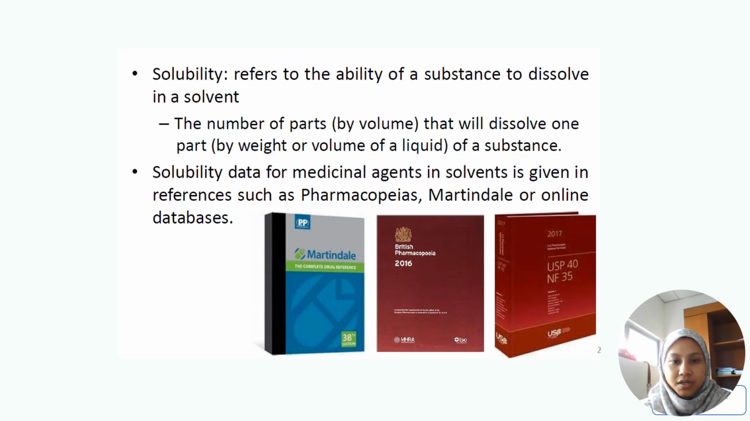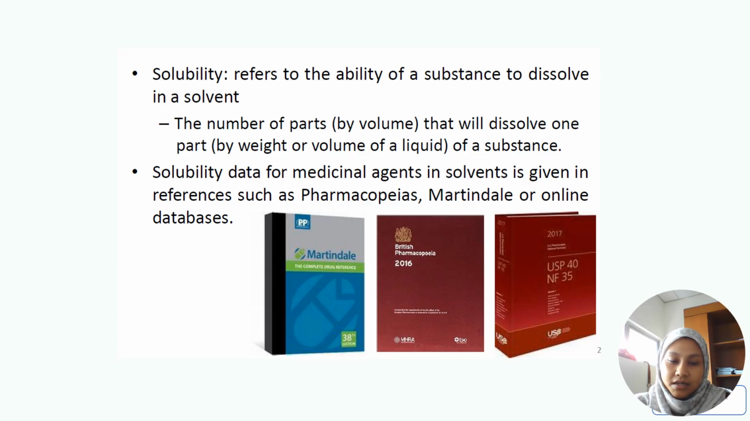All right, so I've mentioned solubility. Basically, it refers to the ability of a substance to dissolve in a solvent. If we only require a small amount of solvent to dissolve 1 gram of solute, it means that the solute or the active ingredient is very soluble in that solvent.